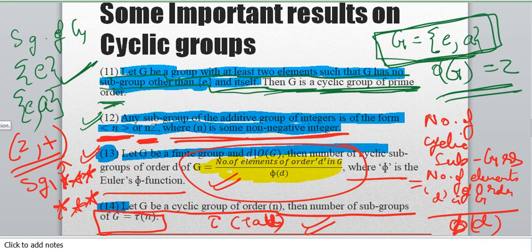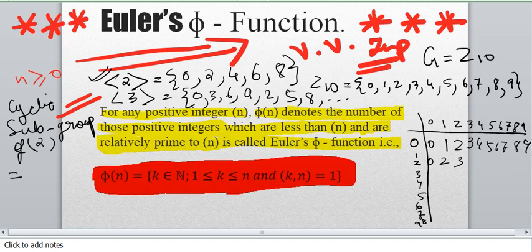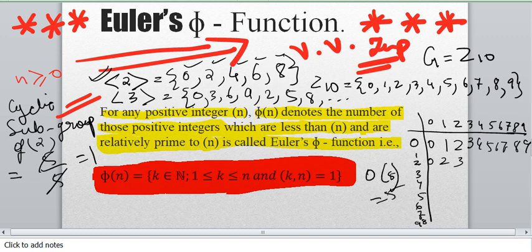Over here phi D will be the same as the number of elements. So how many elements are generated by this? 1, 2, 3, 4, 5. So it will be 5 by 5 equal to 1. Understood? Because the 5 will be equal to 5 only. So 5 by 5 will be equal to 1.